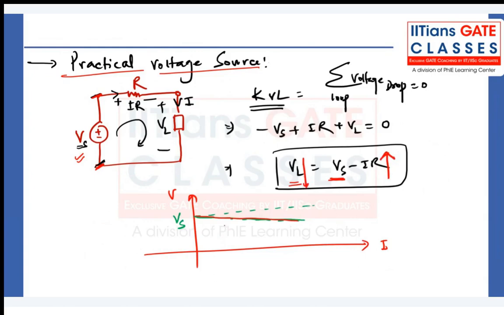So what is the change here? Now, if you find the slope of this, the change in voltage upon change in current, basically the change in voltage is this, and the change in current you can also find. So that will give you the resistance. So this is the practical voltage source.